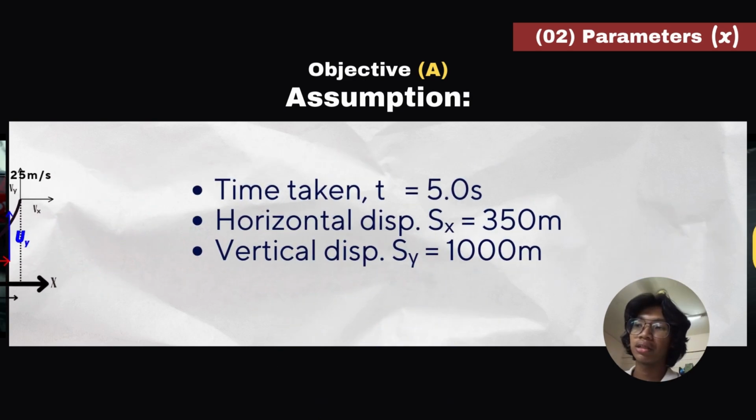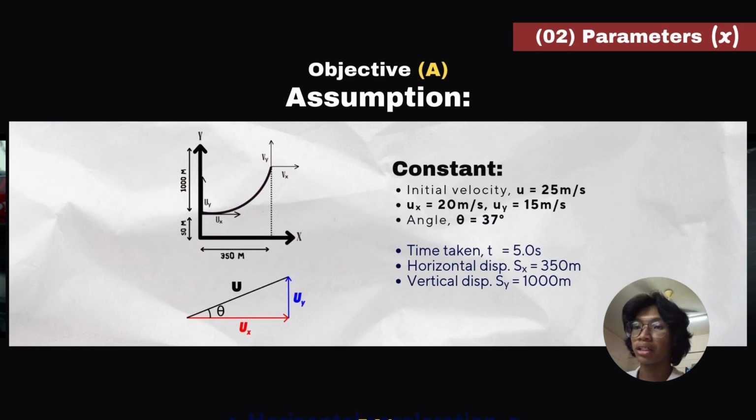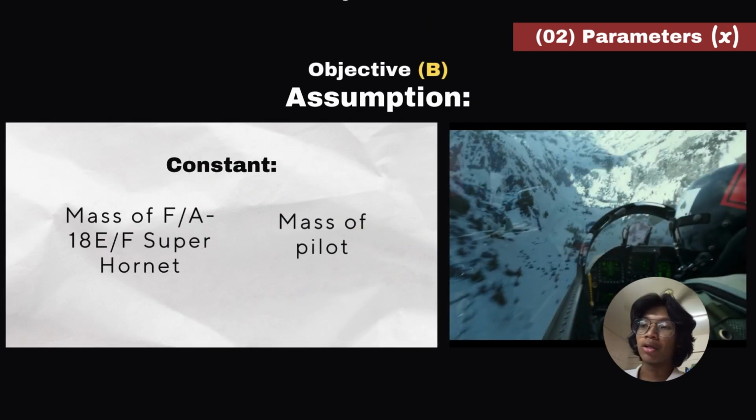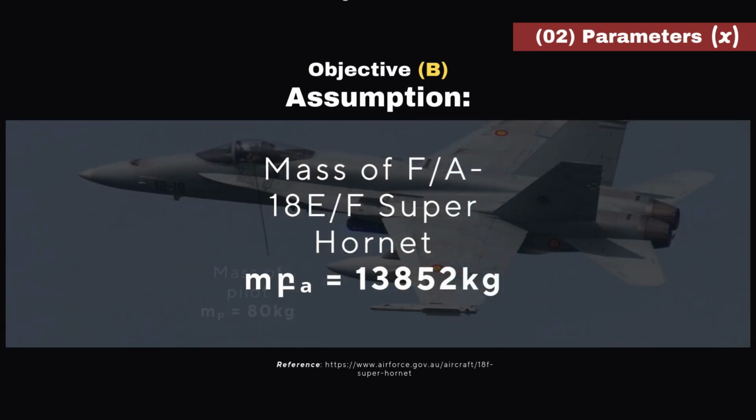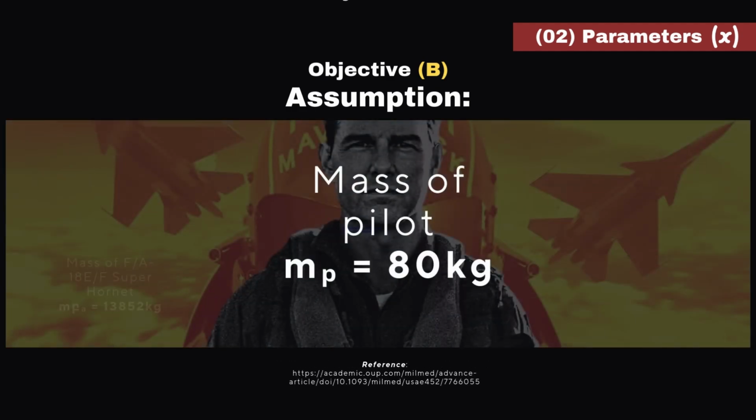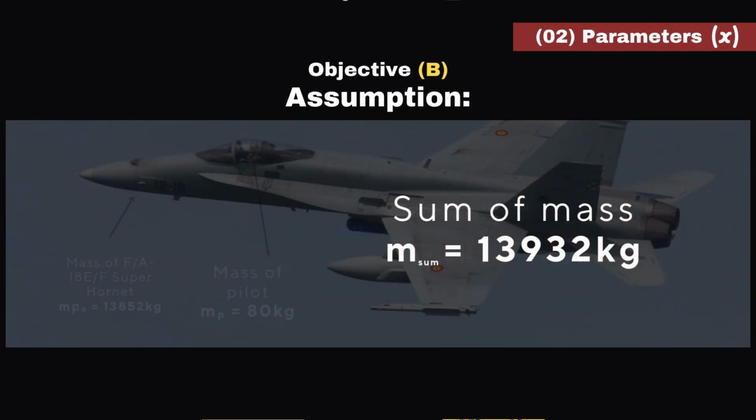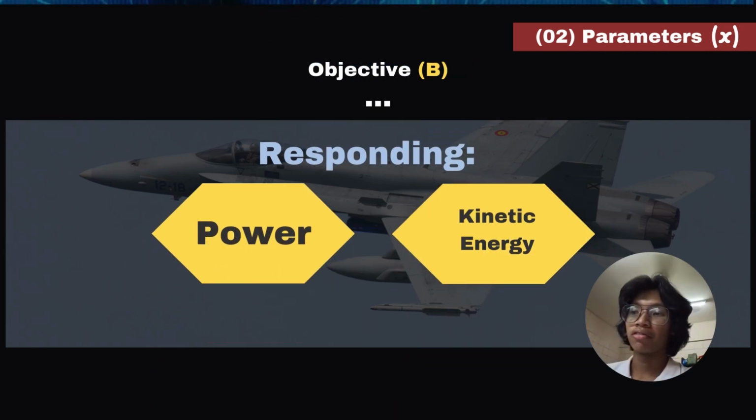We also then make further assumptions regarding the time, t, as 5 seconds, horizontal displacement as 350 meters, and vertical displacement as 1000 meters. A summary of objective A is as follows. Moving on to objective B, we need to assume the mass of the fighter jet and the mass of the pilot. In the movie, the fighter jet is a FA-18EF Super Hornet, which weighs a whopping 13,852 kilograms, while the mass of an average fighter pilot is 80 kilograms. This gives us a summation of mass of 13,932 kilograms. From there, we will be able to find both the responding variables, which are power and kinetic energy.